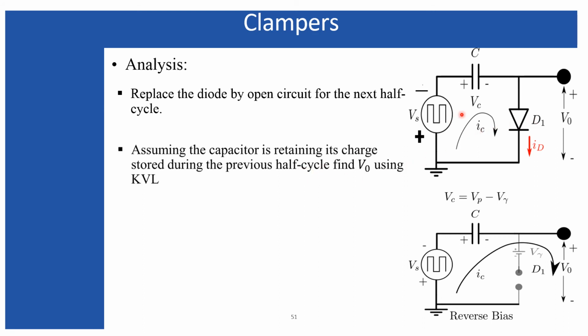And again apply the KVL. Now when you are applying KVL, I am considering the polarity of the input voltage is like this, and for the capacitor we are considering one important assumption: that within the transition from the positive half cycle to the negative half cycle, the capacitor is capable of holding its charge, or the entire voltage. It is not decreasing the voltage across the capacitor.